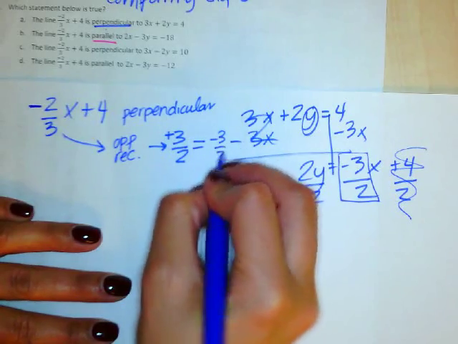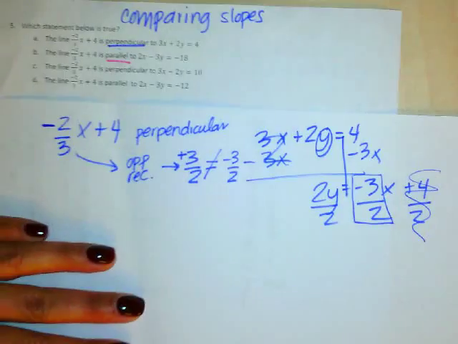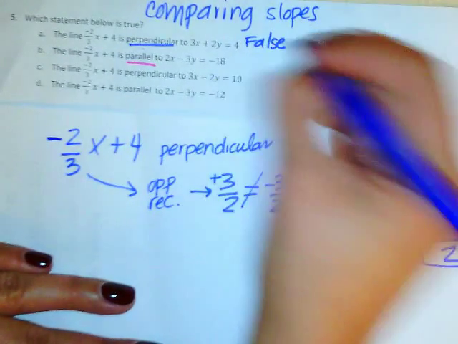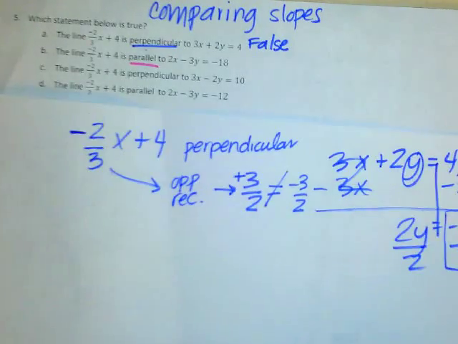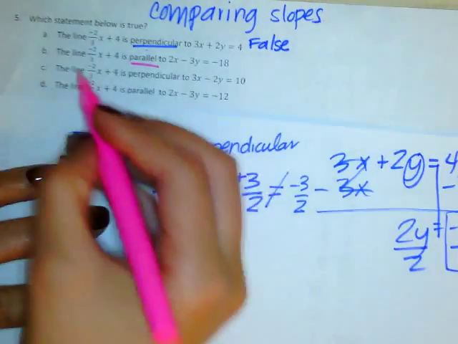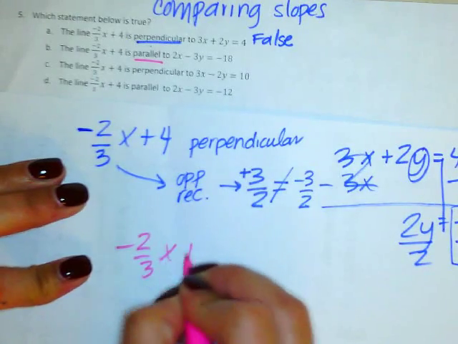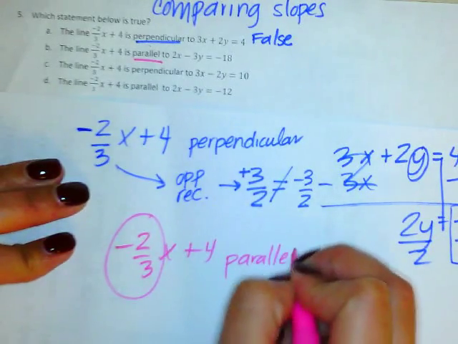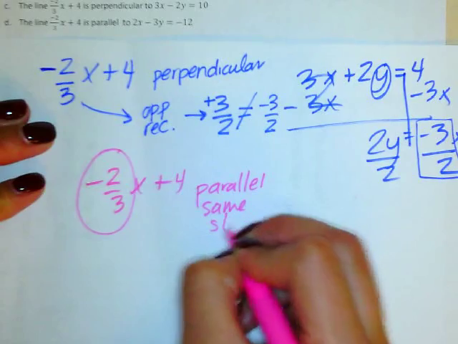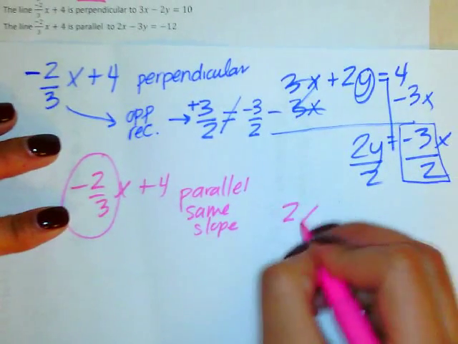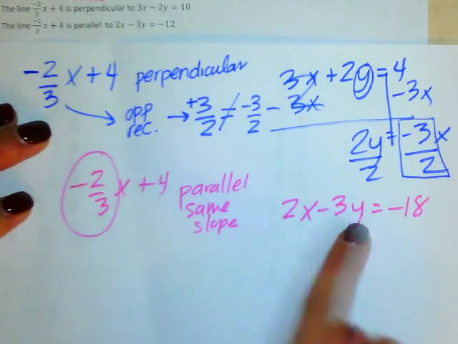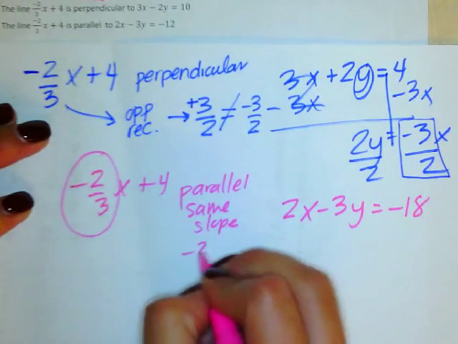The slope is negative 3 halves. Negative 3 halves is not equal to 3 halves positive. So letter A is not true. It's false. Okay? For letter B, it's saying that the same line, the negative 2 thirds x plus 4, remember I only care about the slope, is parallel. Parallel means the same slope that this line that they give us. That means that if this is true, this will have a slope of negative 2 thirds.